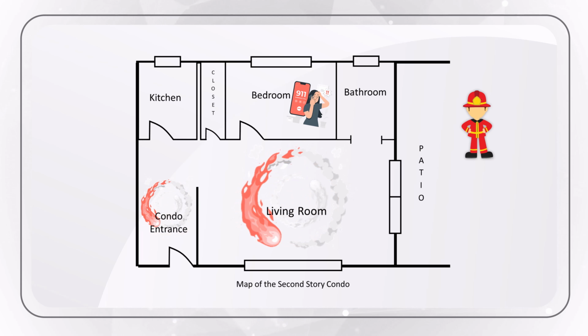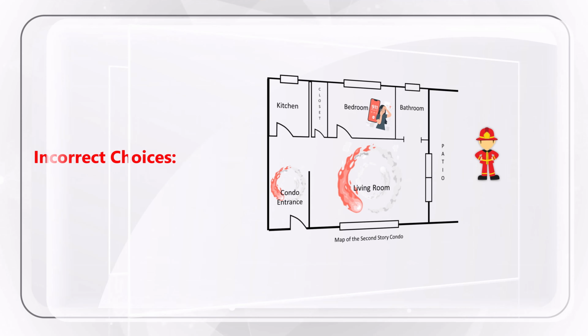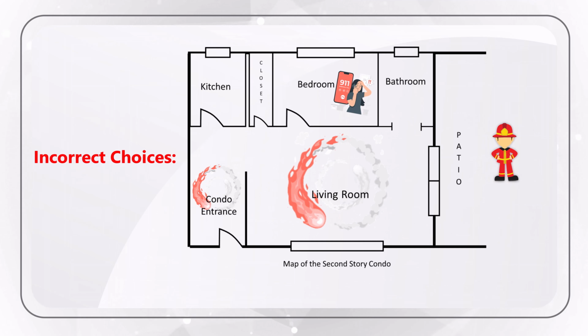Through the map, we can also learn that kitchen, bedroom, bathroom, and living room have windows, and patio has a patio door, which we can use as entrances into the condo. Let's first look at the incorrect choices to better understand why they're incorrect.